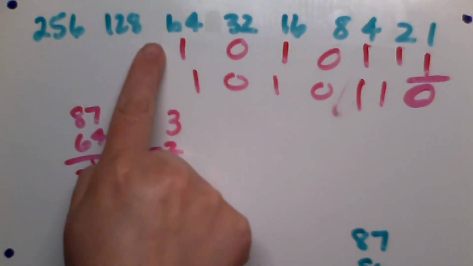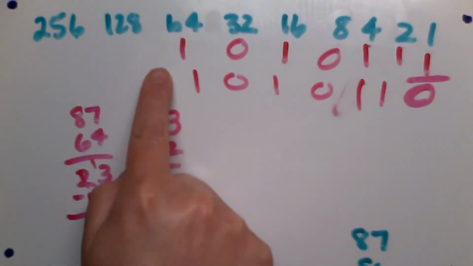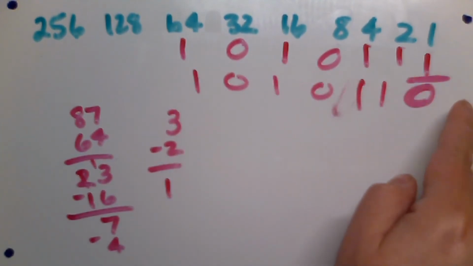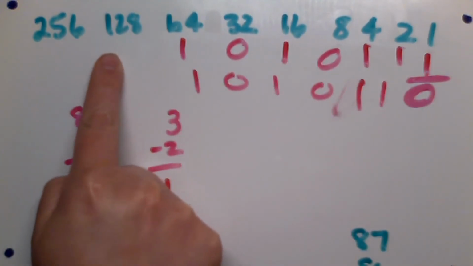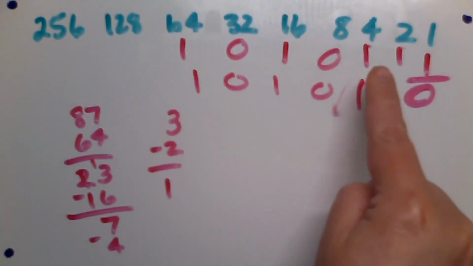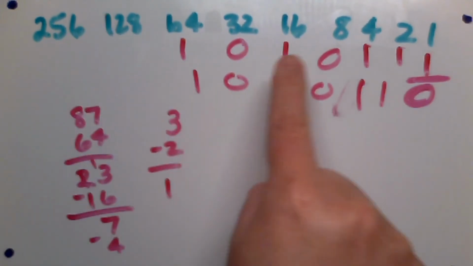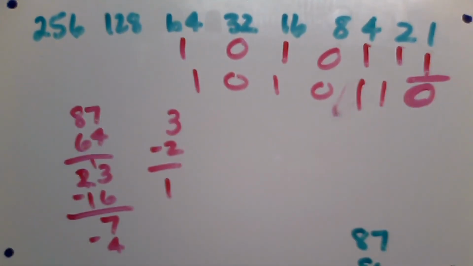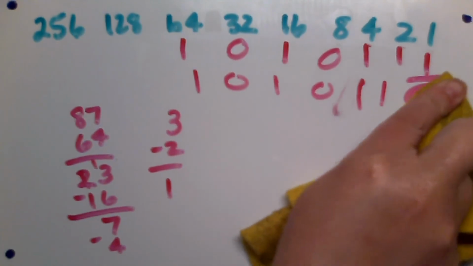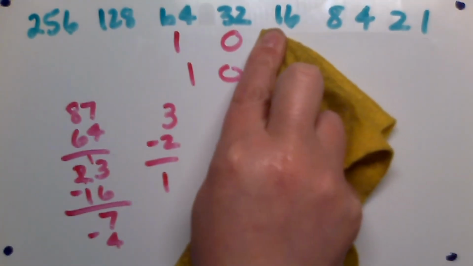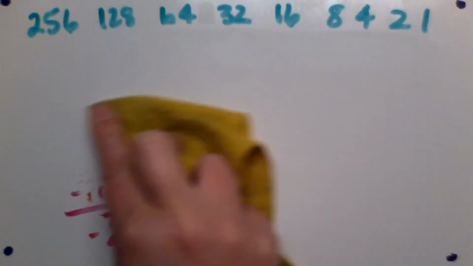If, say, it was 65, the answer would be 100000001. Remember, our answer for 129 was 100000001. 257 would be 100000001. So there are some patterns when we look at binary and how they all work together.